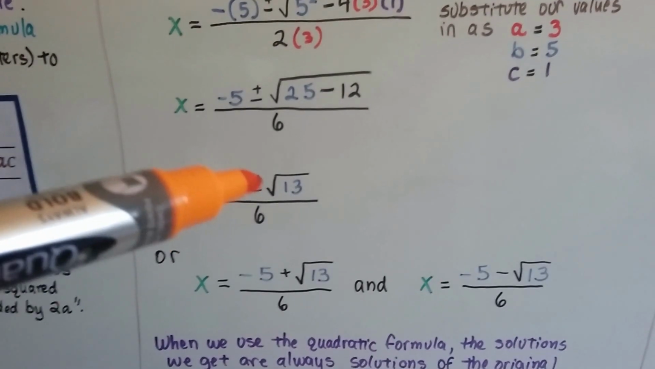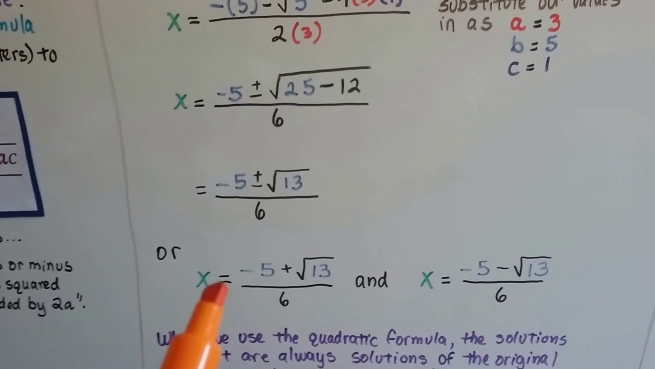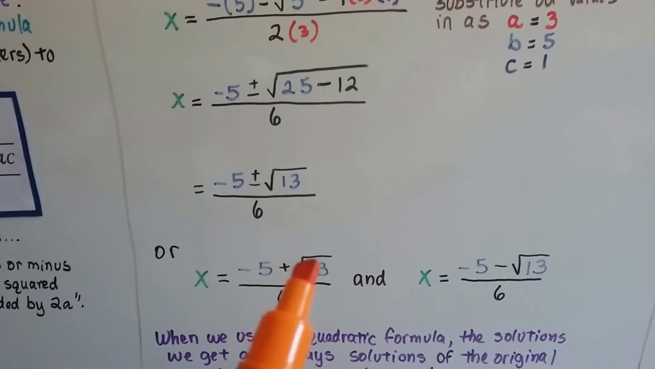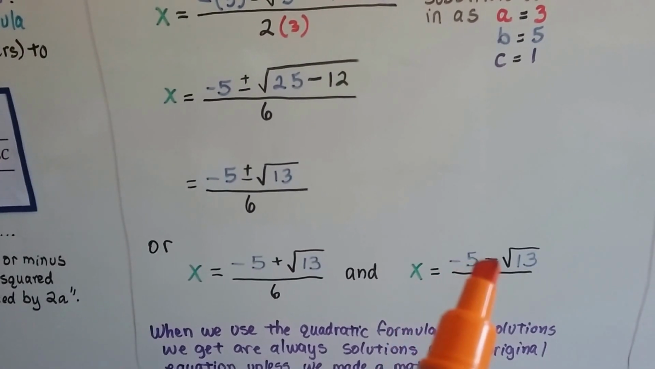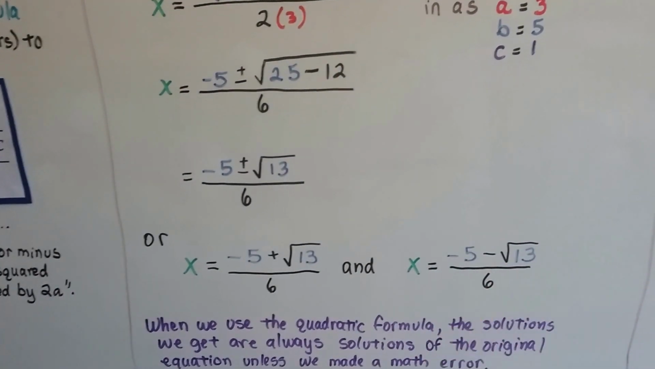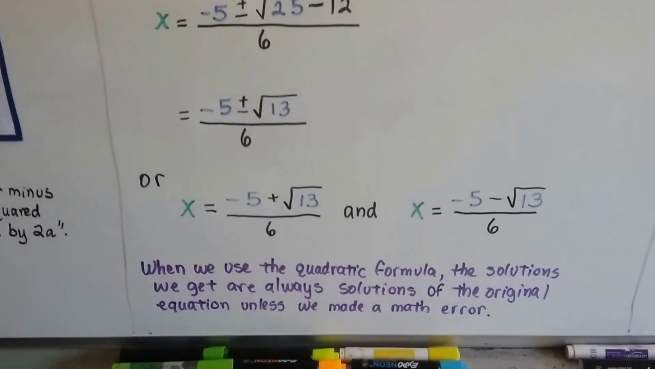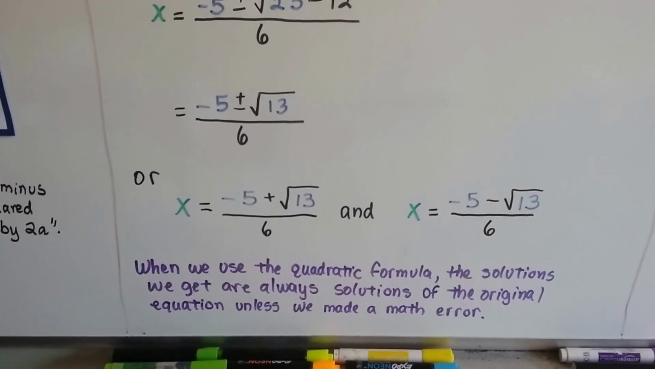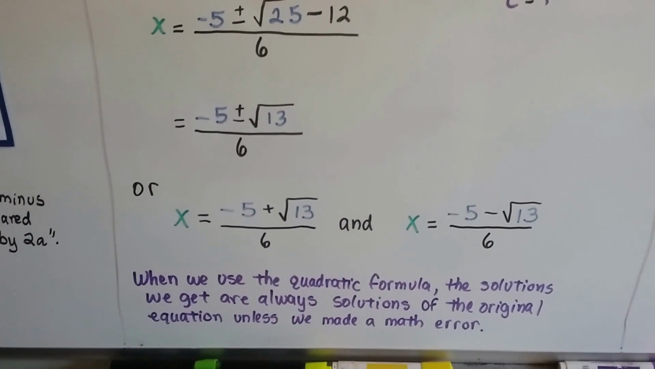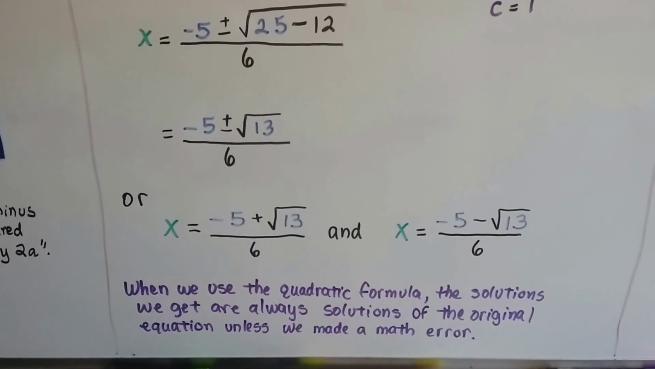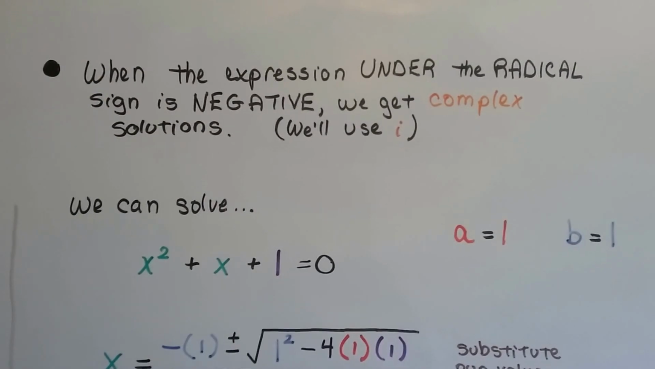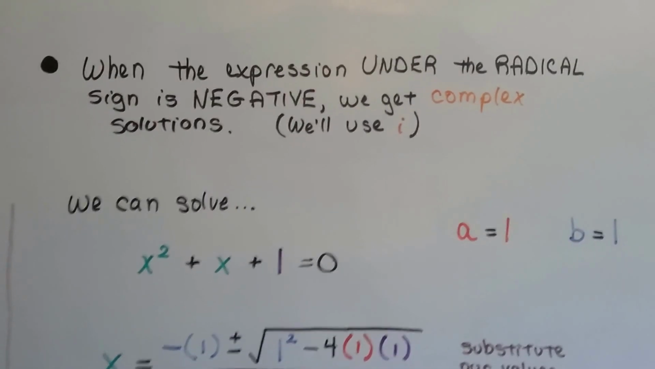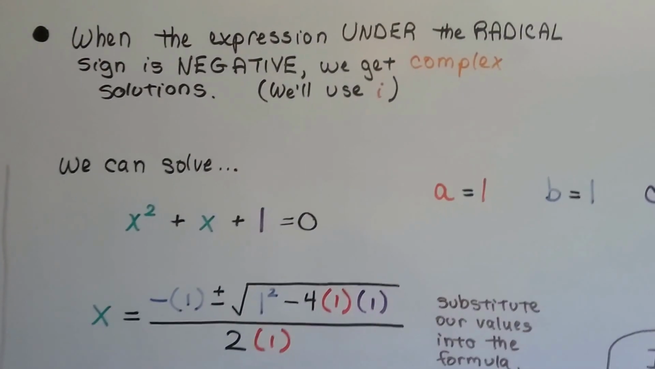Because of this plus or minus, x is equal to negative 5 plus the square root of 13 divided by 6, and x is equal to negative 5 minus the square root of 13 divided by 6. When we use the quadratic formula, the solutions we get are always solutions of the original equation, unless we made a math error. Now, when an expression under the radical sign is negative, we get complex solutions, so we're going to use i. We learned about that in Chapter 7.